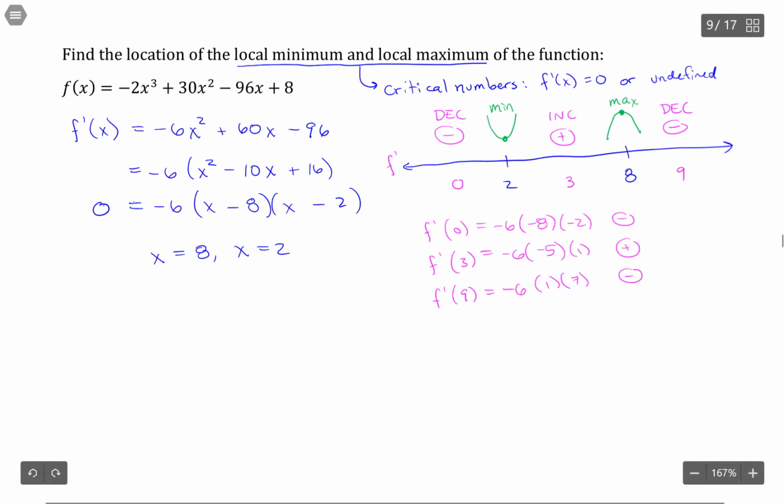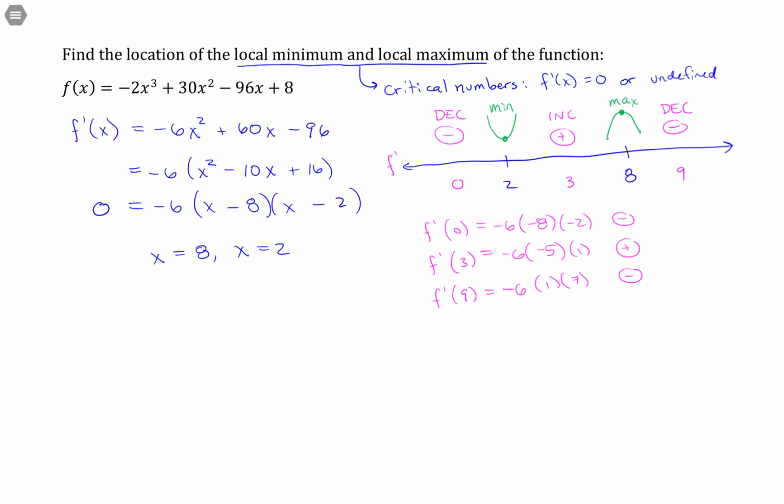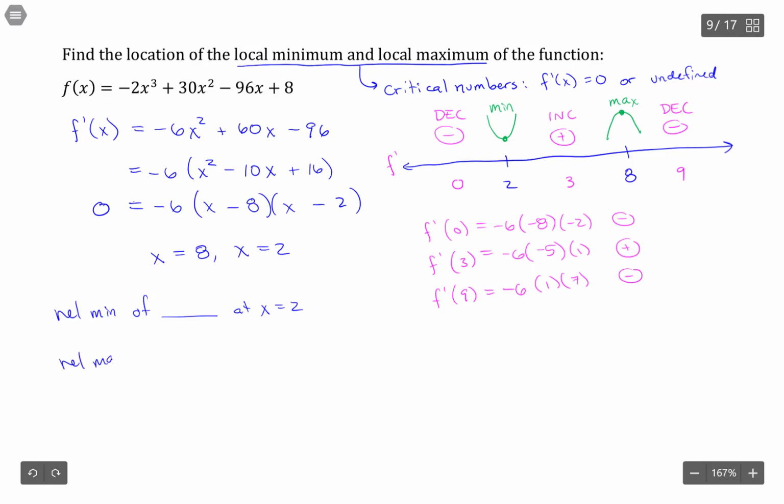Now I don't know what those minimums and maximums actually are. Those are the y values associated with these. But I can say that I have a relative minimum of something at x equals 2 and a relative maximum of something at x equals 8.